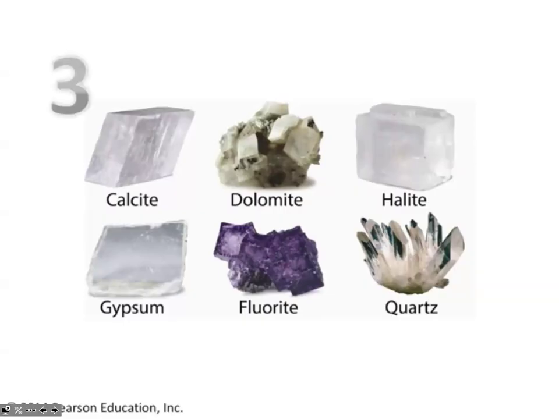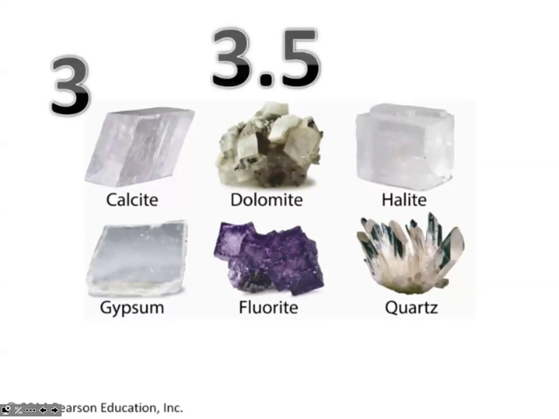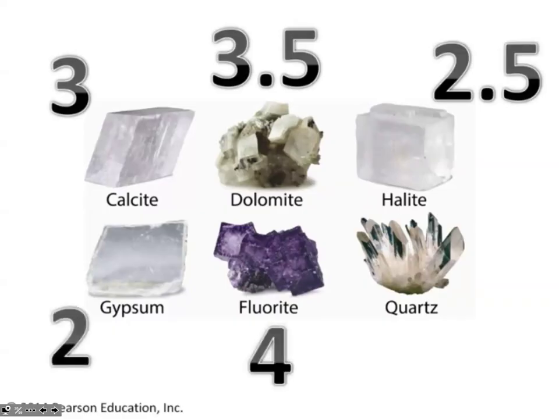Calcite will clock in at around a 3 on the Mohs scale of hardness. Dolomite will be about a 3.5. Halite is around a 2.5. Gypsum is around a 2. Fluorite is a 4. And quartz is a 7.